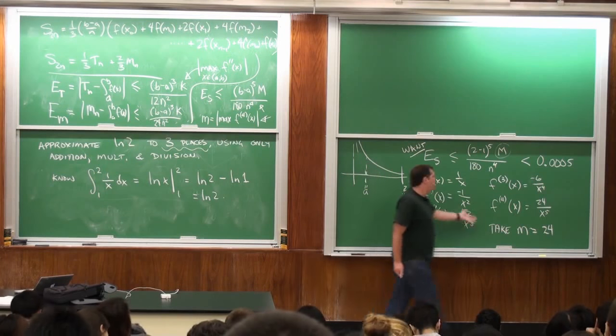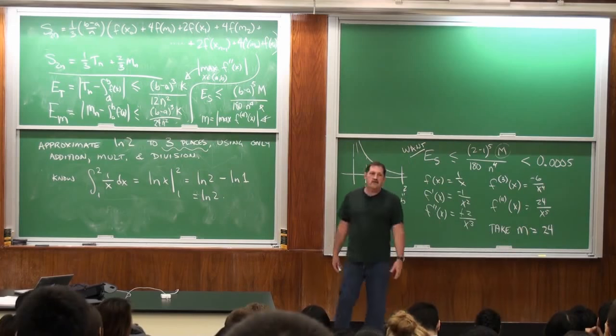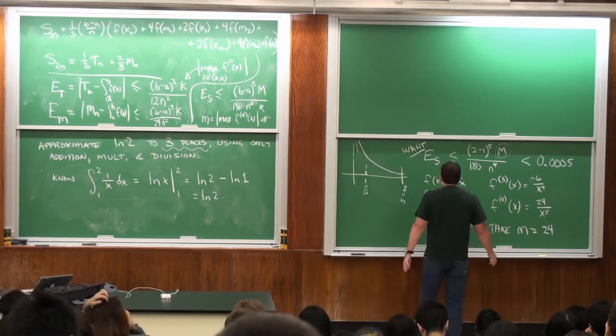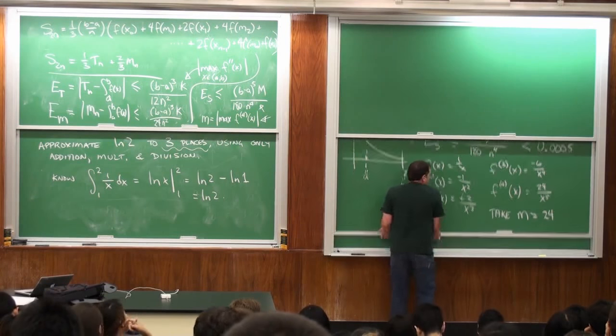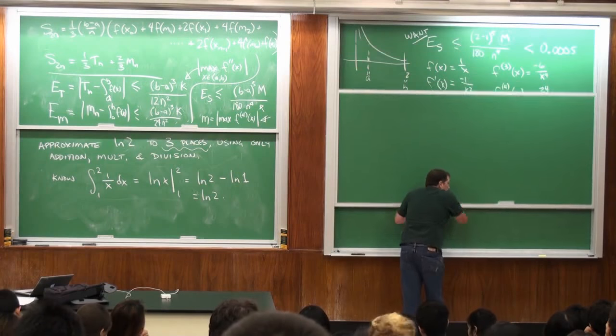So if I wanted, I could take m equal 100. And I would get something that would work, but maybe I'd do extra work. So I'm going to take m equal 24, but then when I do my calculation, I may change it to be big. Okay. M is 24.